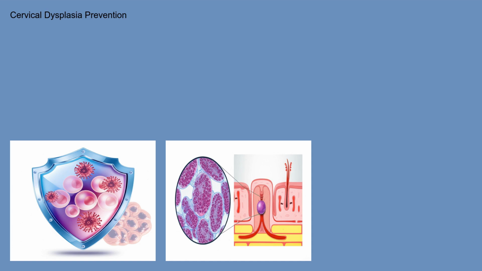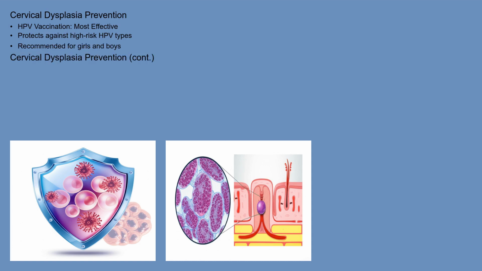The most effective way to prevent cervical dysplasia is through HPV vaccination. The HPV vaccine protects against the high-risk HPV types most commonly associated with cervical cancer. It's recommended for both girls and boys, ideally before they become sexually active. Regular cervical cancer screening, including Pap smears and HPV testing, is also crucial for early detection and prevention.